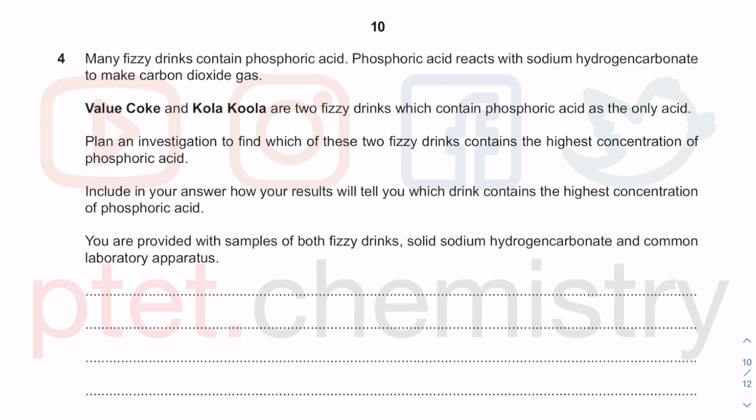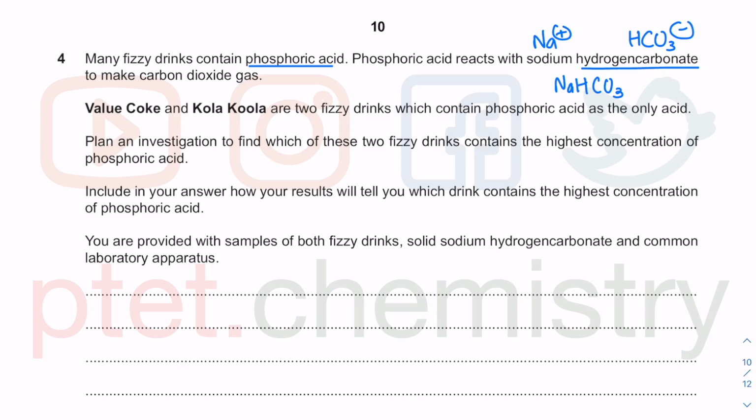In this question number 4, so many fizzy drinks contain phosphoric acid. This includes things like Coca-Cola or Pepsi. You can check out their ingredients next time. So this acid reacts with sodium hydrogen carbonate. As we know, sodium hydrogen carbonate has Na+. This is hydrogen ion combined with carbonate ion. H+ and CO3 2- give you HCO3-, such that the chemical formula there is NaHCO3.